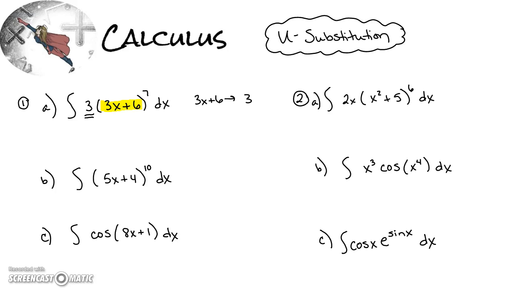So as long as it's sitting there, then basically you get to ignore it and then just take the antiderivative of the outside function. So all I'm going to do is ignore the 3 and rewrite the antiderivative, which would be 3x plus 6, add 1 to the power, so that becomes an 8, and then divide by the new power, which is 8, and then make sure you do plus c.